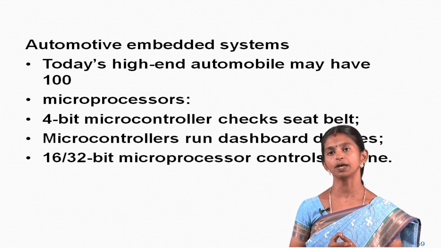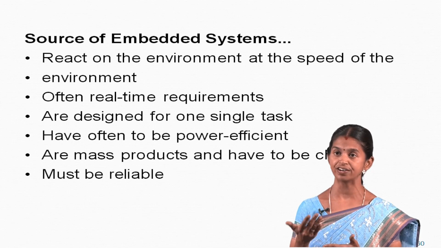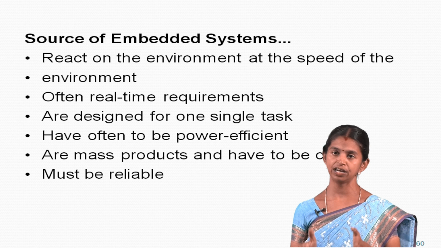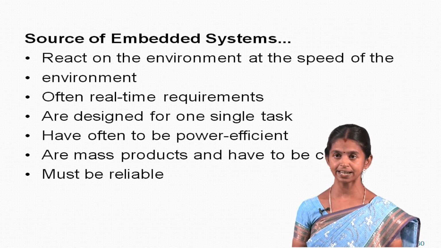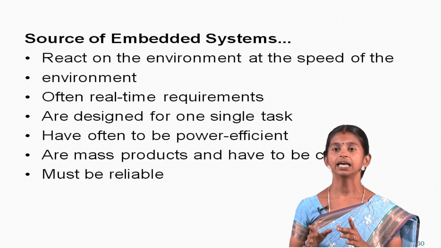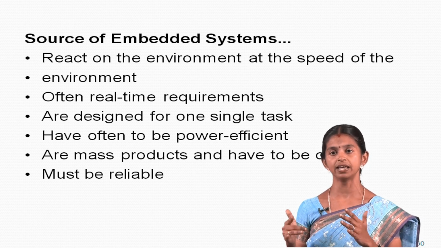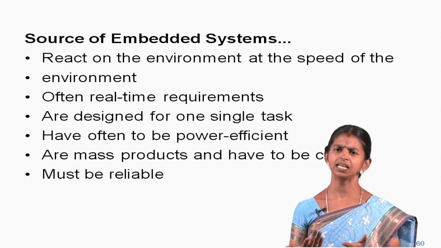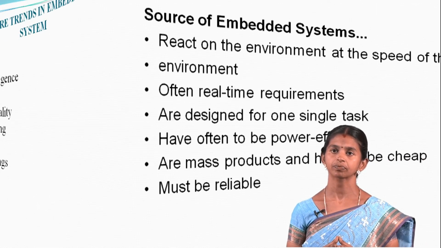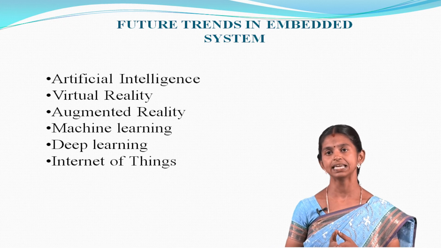What are the characteristics of embedded systems? They react to the environment at the speed of the environment. Often there are real-time requirements. They are designed for one single task. They often have to be power efficient. They are mass products and have to be cheap. They must be reliable.